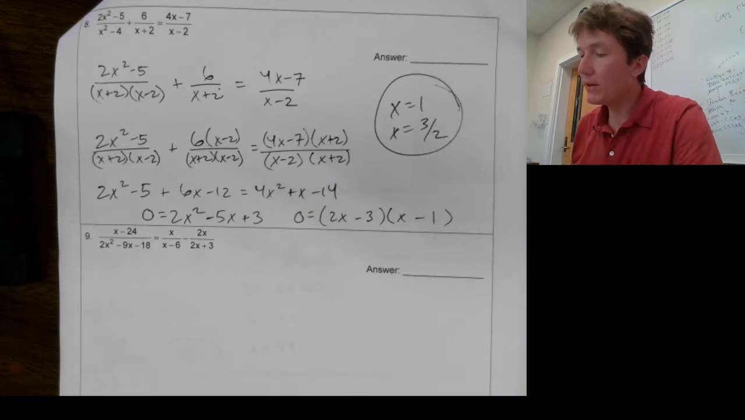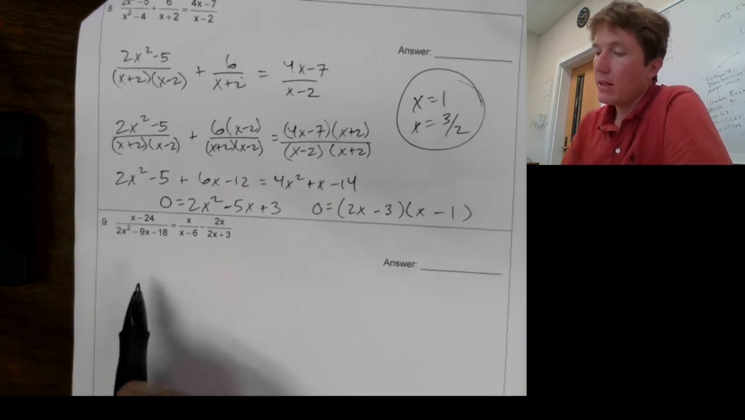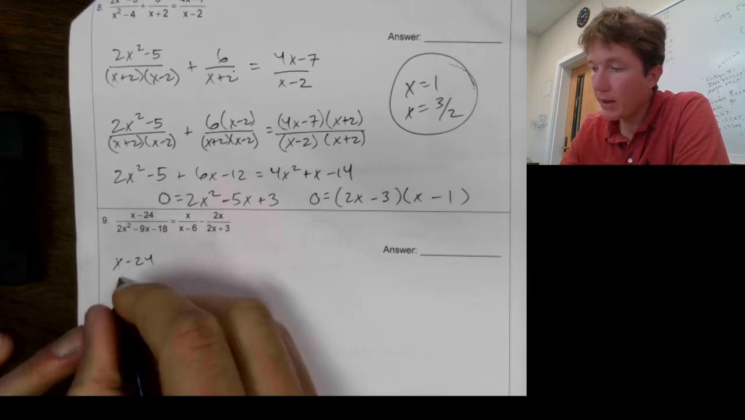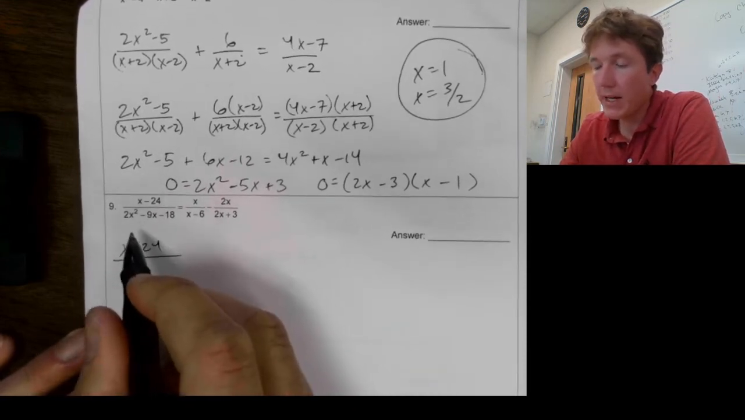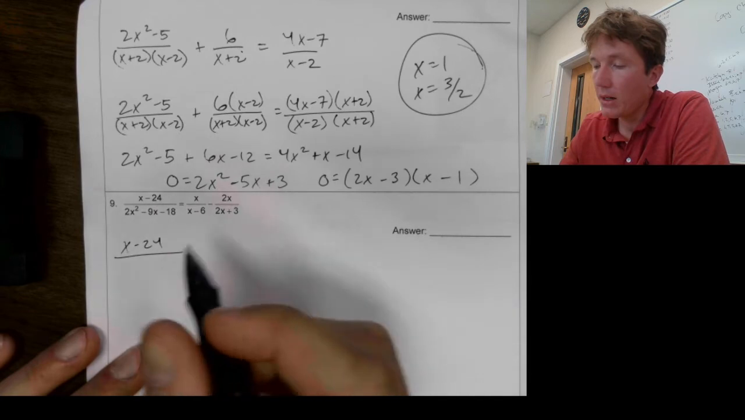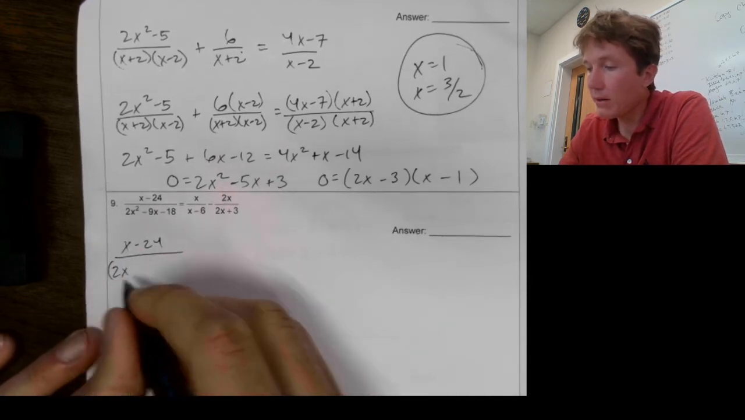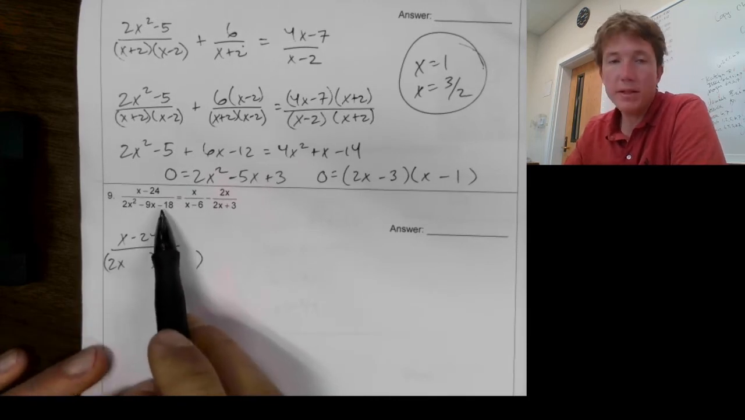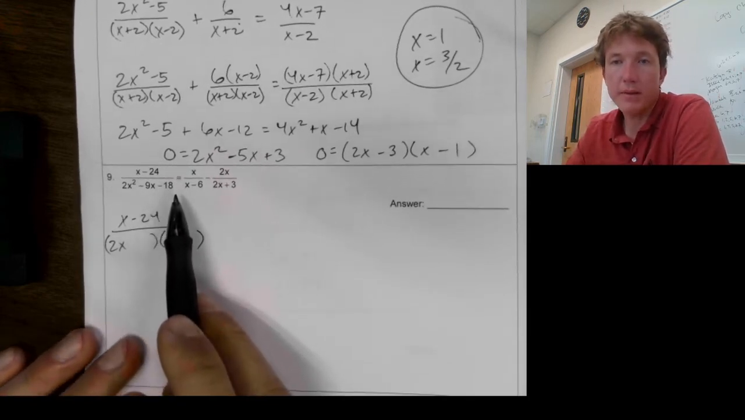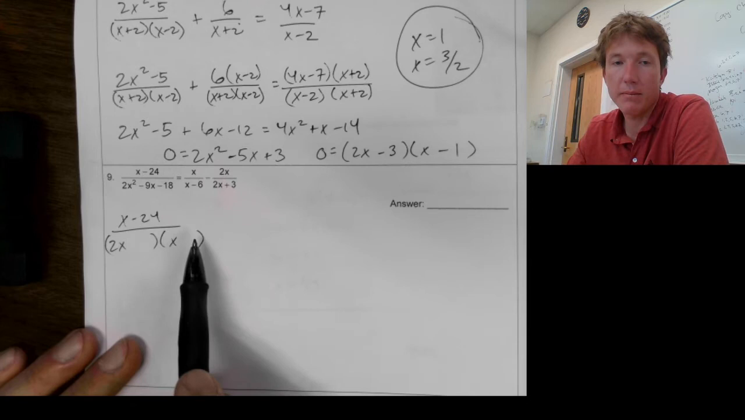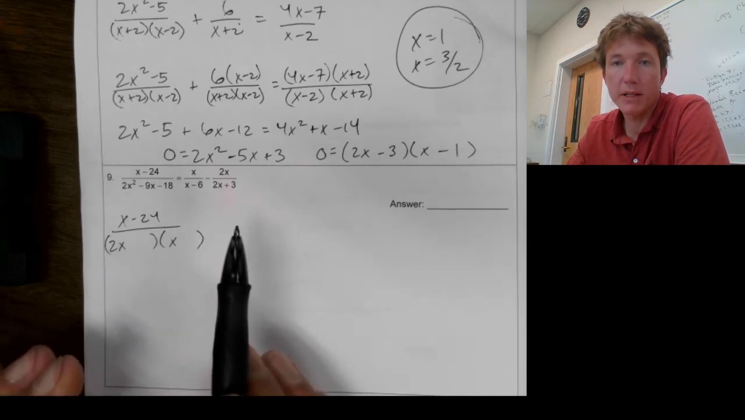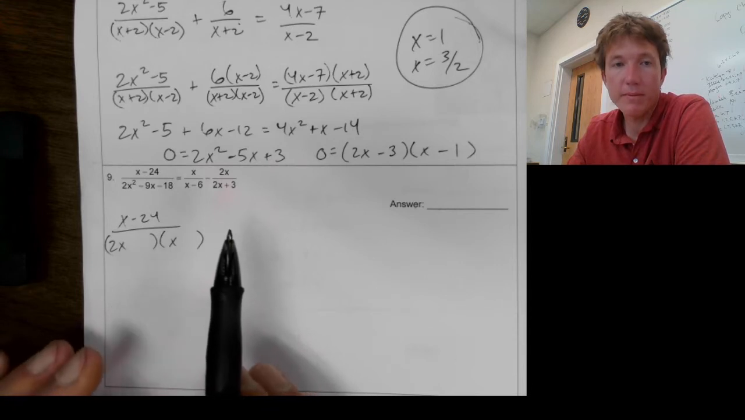Alright, last question. So I've got this big trinomial here. Don't like trinomials, so let's factor it. So let's go 2x and x. So this number is negative 18. So that means I need a positive and a negative. Since a positive and negative multiplied together gives me a negative number.